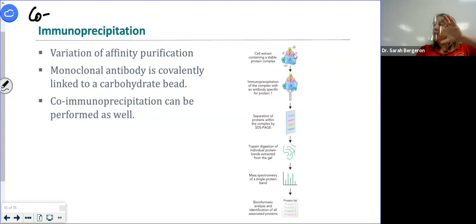Remember how we ran it over an affinity column sort of deal? You could either run it over a column, or you can attach the antibody to the bead and just spin it, right? How heavy is a bead compared to a single cellular protein? Bead's really big. So the beads will come down very quickly. And you can get rid of the supernatant and just keep the pellet.